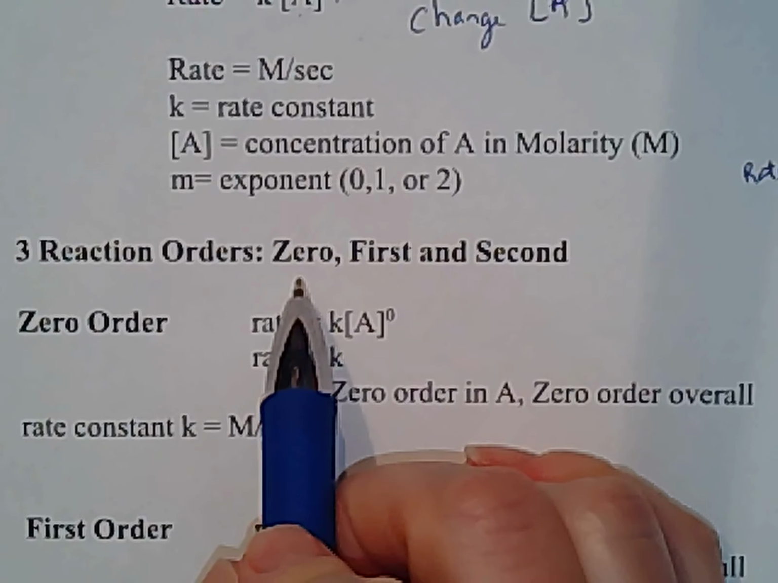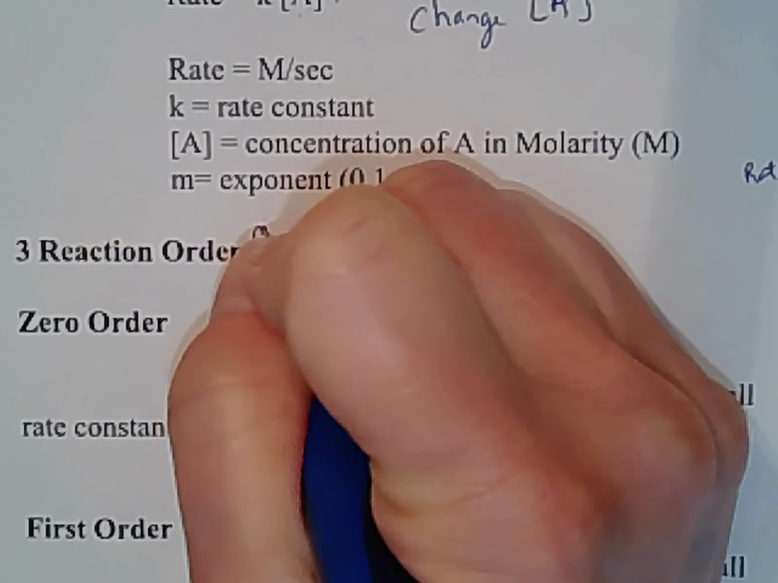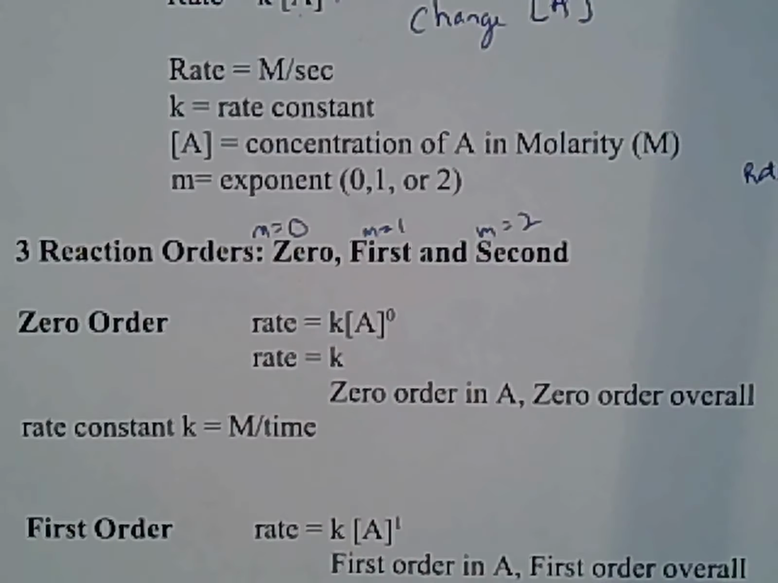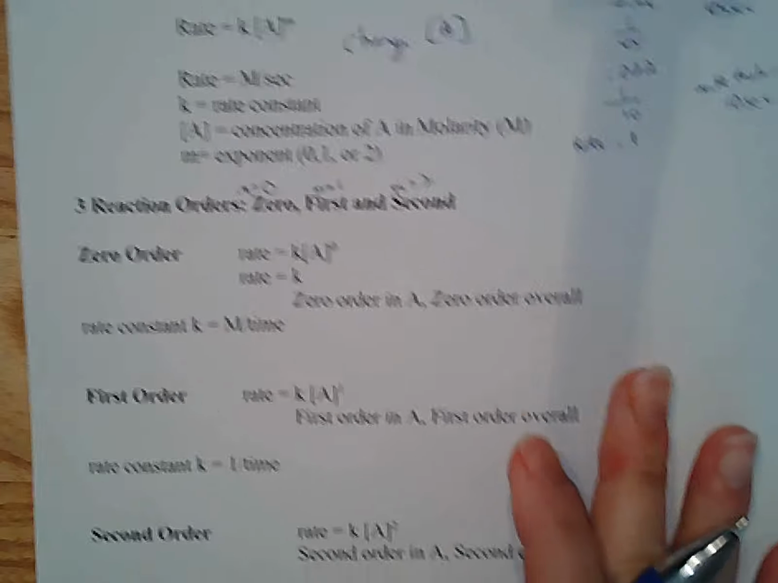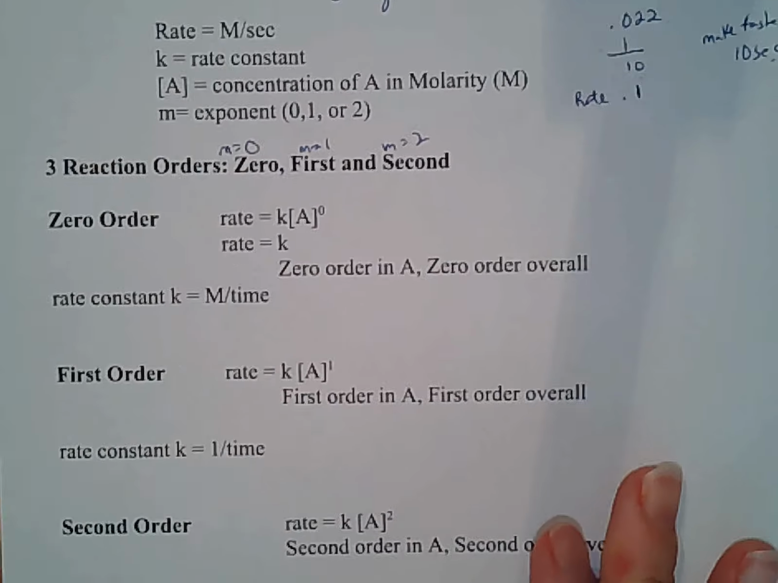So we're going to have what we call a zero order reaction, a first order reaction, and a second order reaction. So m is going to be 0, m is going to be 1, m is going to be 2. And this is going to mimic, not mimic, but you are going to have the same math calculations as you would with an exponent.